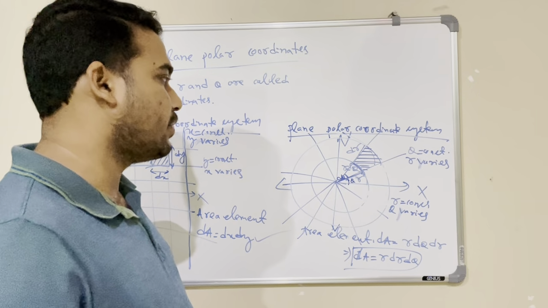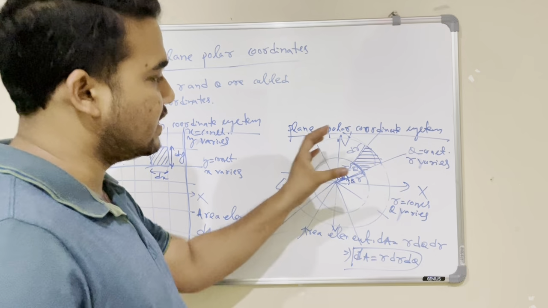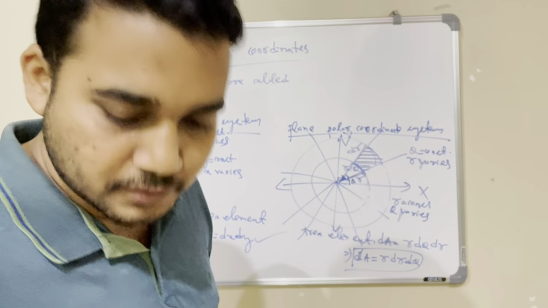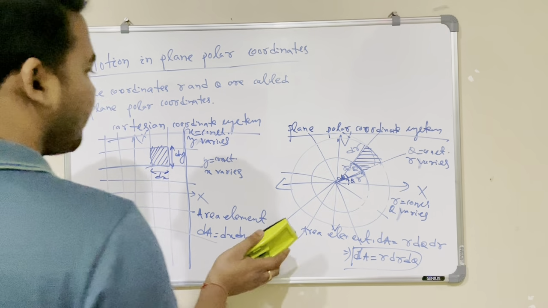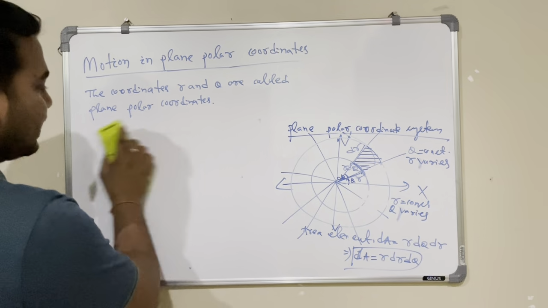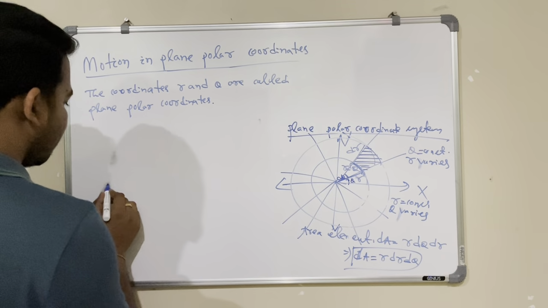So we'll calculate the arc length. Okay, arc length element in plane polar coordinate system. Okay, so we'll do that. Okay, so this is clear. So next is the arc length element in polar coordinate system. Okay, so how to calculate that?